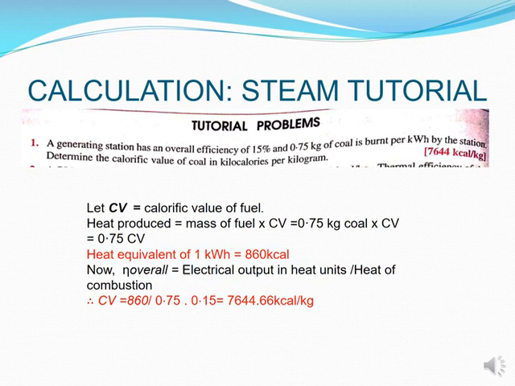So your overall efficiency becomes electrical output in heat units divided by your heat of combustion. That gives you 0.15, the overall efficiency, being equal to your electrical output in heat units, which is 860, divided by your heat of combustion, which is 0.75 multiplied by our CV value. So if you make CV the subject of the formula, which is what I've done here, you end up with 7644.66 kilocalories per kg. And that's how we would go about answering this first question.